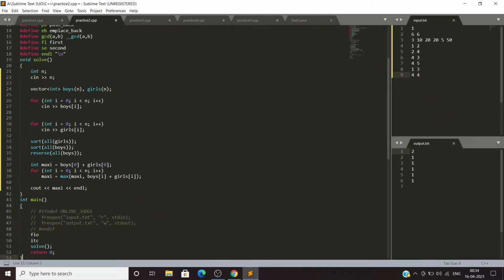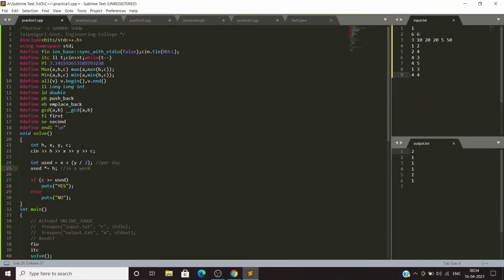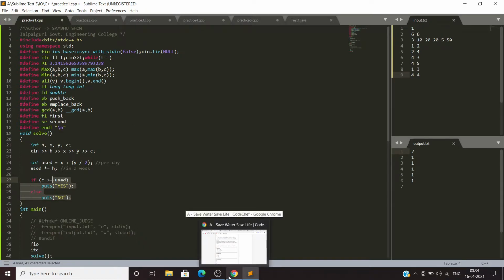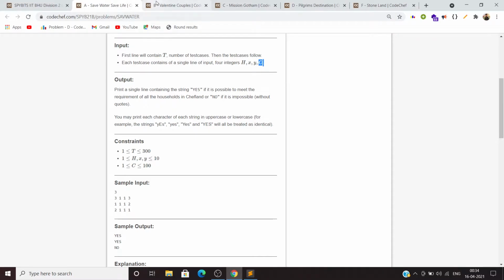So let's come into the solution. We are given x, y, and c. We are using per day x plus y by 2. This is our per day usage, and in a week we are using it multiplied by the number of days, and we have to check if the number of liters of water that we are using is less than the available water. If it is, then yes, otherwise no. Okay, that was the first problem, pretty simple. So let's jump into the second problem.